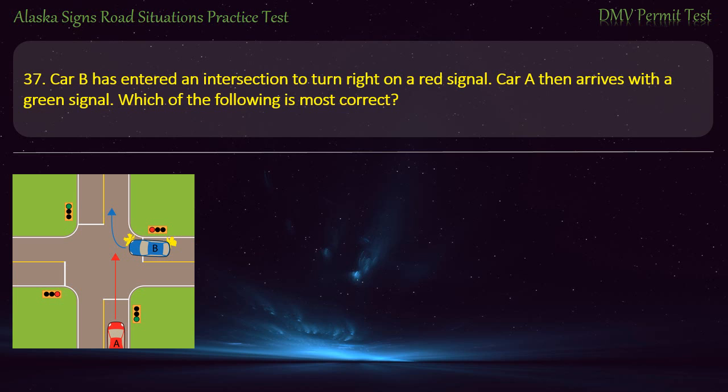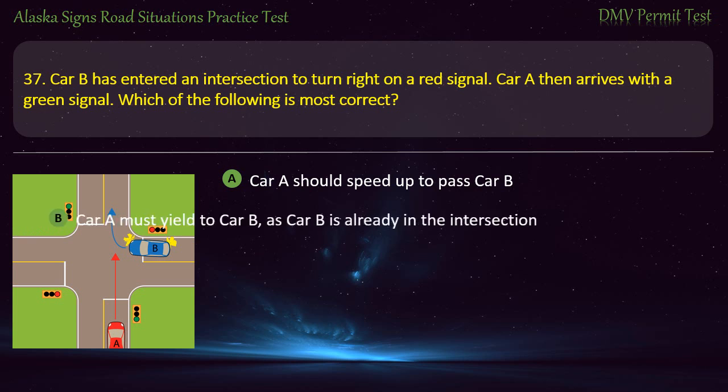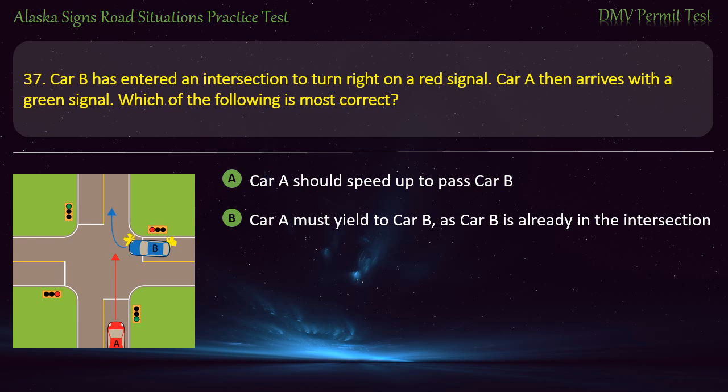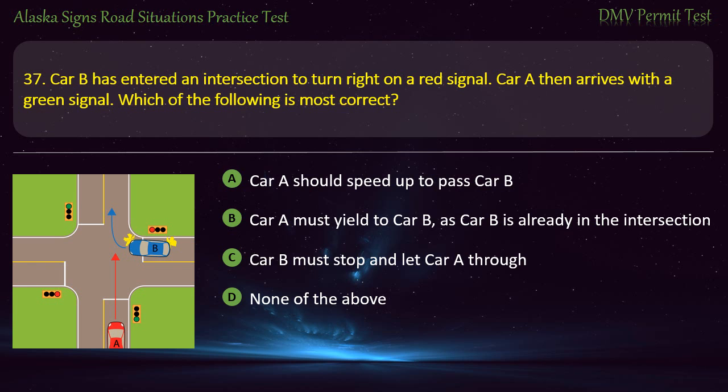Question 37. Car B has entered an intersection to turn right on a red signal. Car A then arrives with the green signal. Which of the following is most correct? Car A should speed up to pass car B. Car A must yield to car B, as car B is already in the intersection. Car B must stop and let car A through. None of the above. Answer. Car A must yield to car B, as car B is already in the intersection.